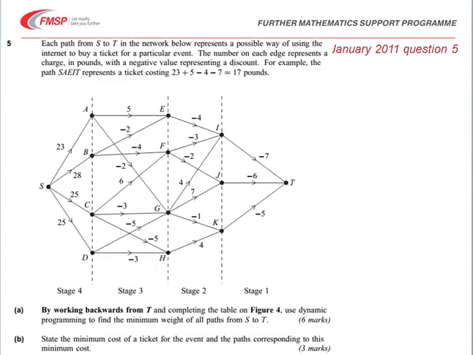It wants us to work backwards from T in the table which is given on the next page, using dynamic programming to find the minimum weight of all the paths from S to T, and then to state the minimum cost of a ticket for the event and the paths corresponding to this minimum cost. So it's a standard sort of dynamic programming problem.